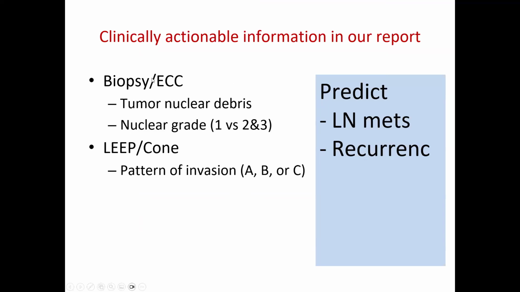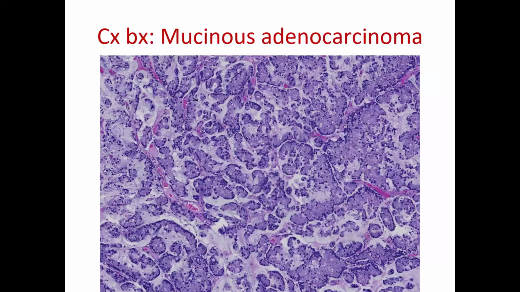So there are features that you can list in your biopsy or your ECC, or you can list in your cone or LEEP, the pattern of invasion that will guide the gynecologist on the next step and the likelihood that this patient may have lymph node involvement and recurrence, and they will guide the surgery for them.